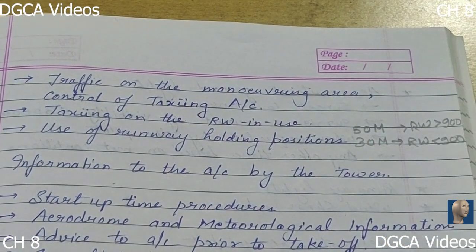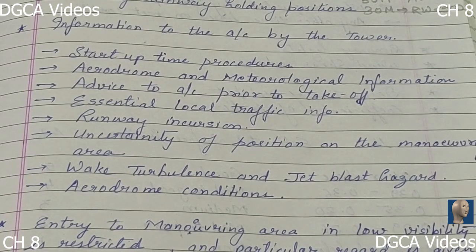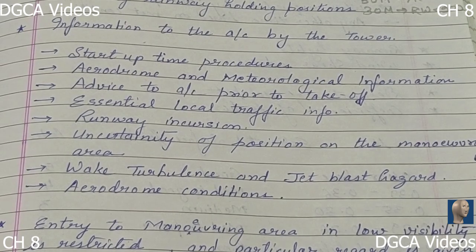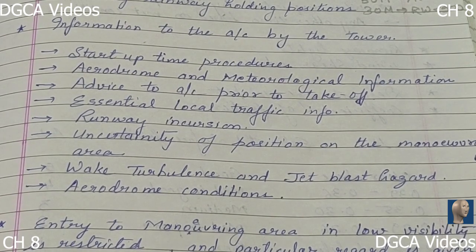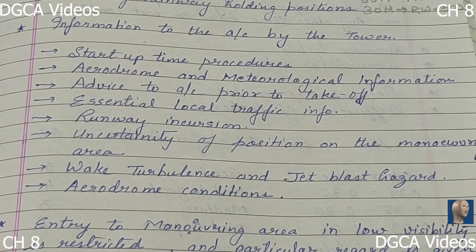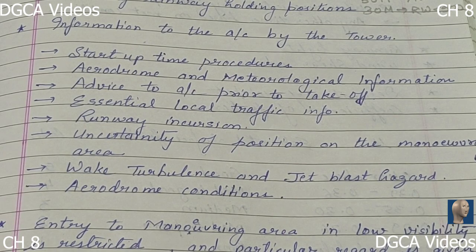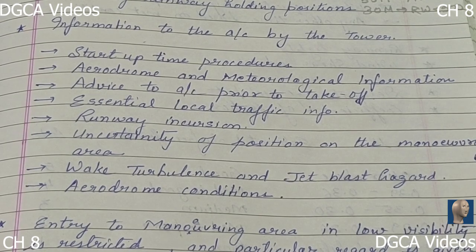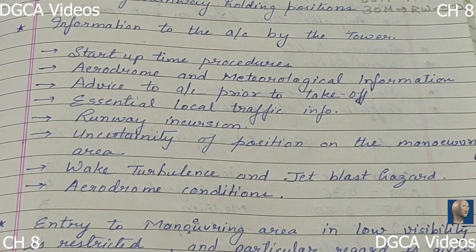Now coming to the information to the aircraft by the tower. In the startup time procedures, they have to inform the aircraft when and how the startup has to be done, and they have to do adequate calculations and then issue the instructions to the departing aircraft as to how and when they have to start up. Next point is aerodrome and meteorological information. So there is a lot of information that is provided to the aircraft.